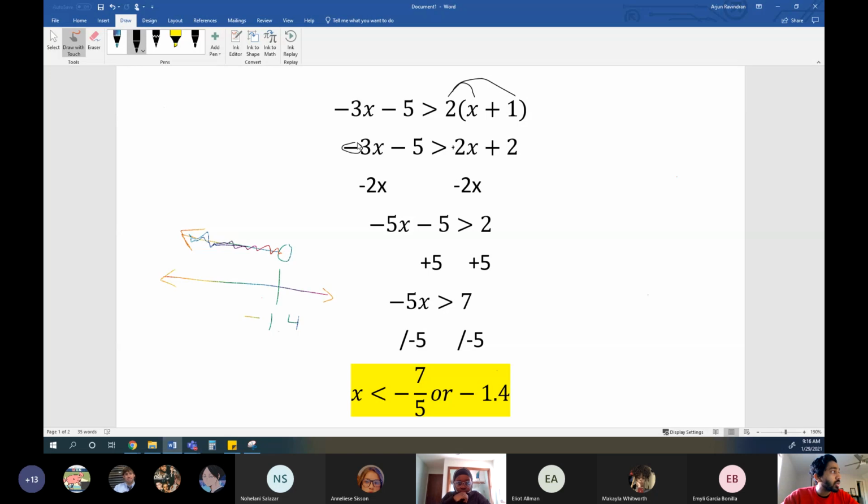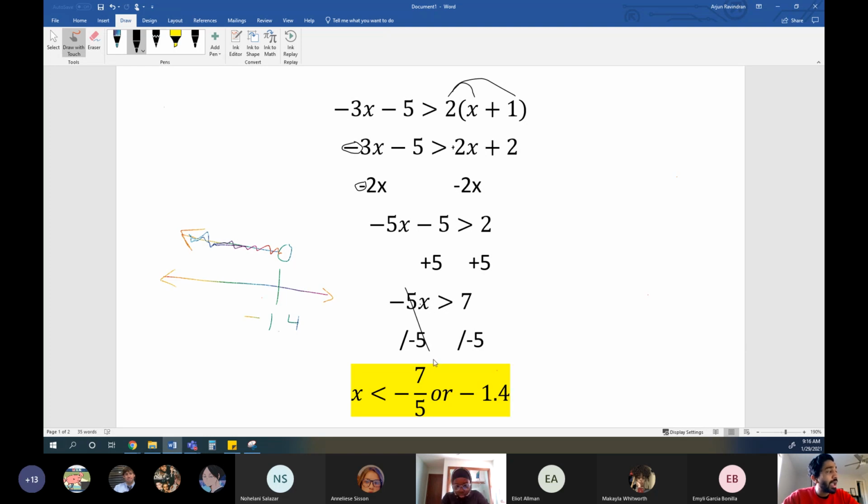Same signs right here, so I added and kept the sign. -3 and -2 make -5. The inverse of -5 is plus 5 on both sides. 2 plus 5 is 7. Well, obviously -5 doesn't go into 7, but we still need to divide it. It was multiplying, so our task is to divide.